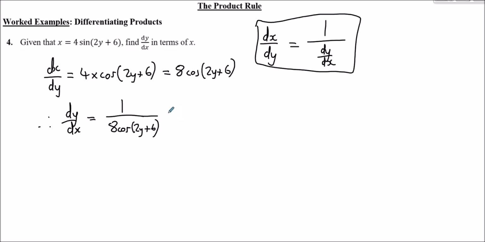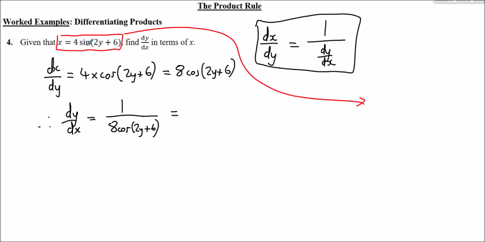And now we can think about what y is in terms of x. So we're told here that x is 4 sine 2y plus 6. So let's just think about this separately. If we divide both sides of this by 4, we see that x over 4 will be the same as sine of 2y plus 6. If we then perform arc sine on both sides, we then get that arc sine of x over 4 will be 2y plus 6.